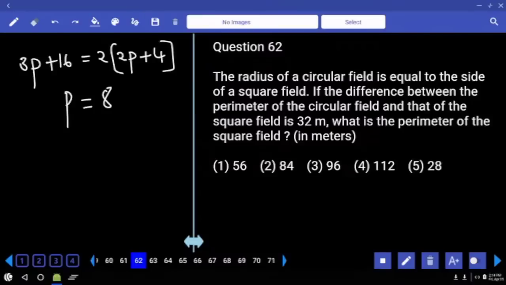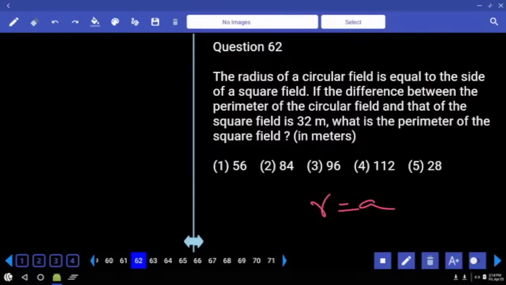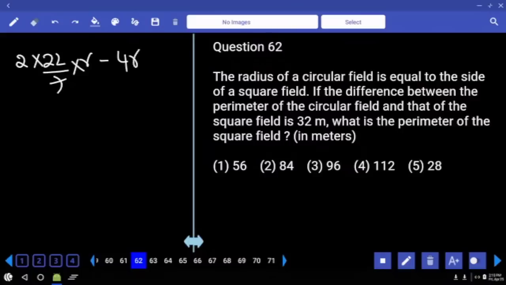Radius of a circular field is equal to the side of the square. R and A both are equal. We don't have to write it. If the difference between perimeter of the circular field and that of the square field is 32. Circular field perimeter 2 pi r. Difference between perimeter of the circle and perimeter of the square. Square is equal to 4a, or 4r. R and a both are same, so any variable you can write, no problem. And which is equal to 32.